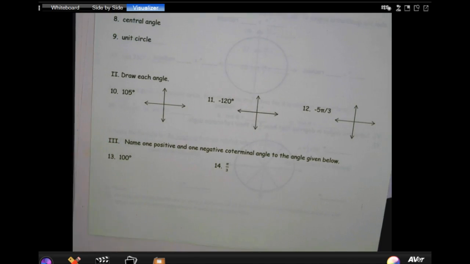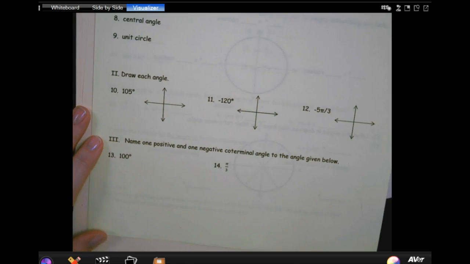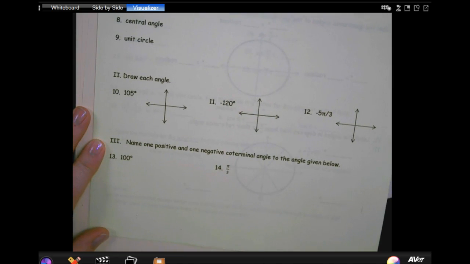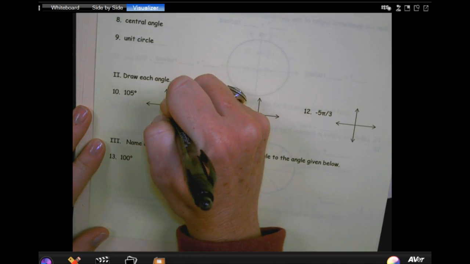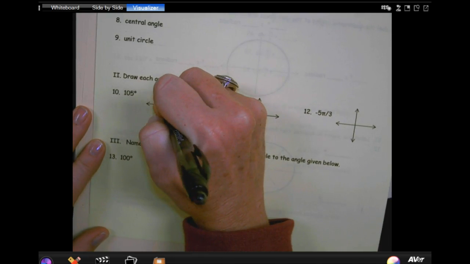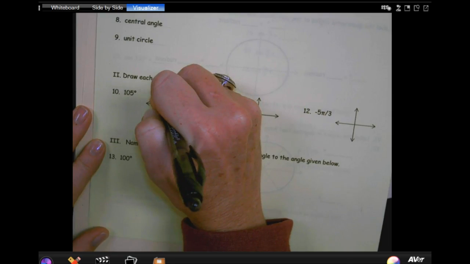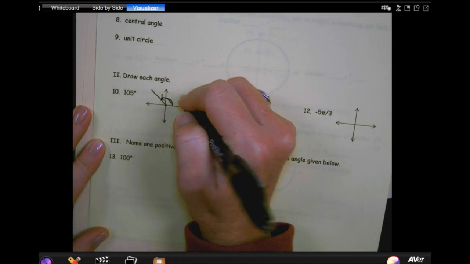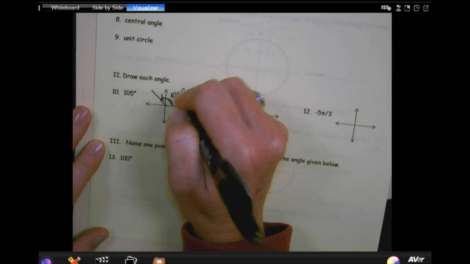I'm going to start on number 10. If I'm drawing each angle, and it's 105, I start at 0. This is at 90, so 105 is a little past 90. So this is 105. You have to have the arrow, and you have to label it 105.